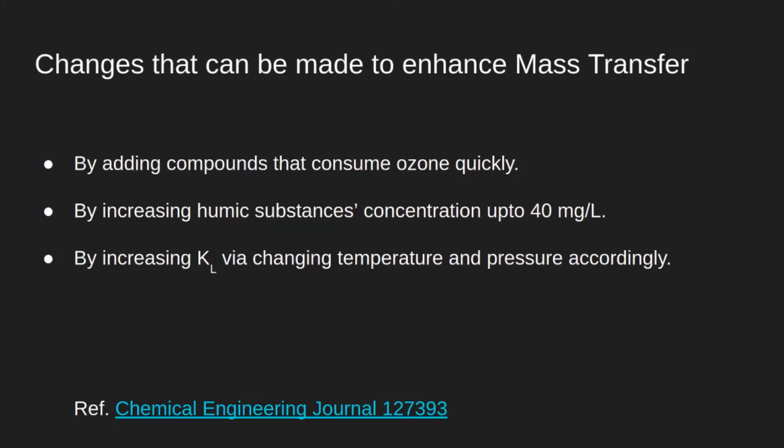As per the cited journal, the rate of mass transfer increases by a factor of 6 to 7 times when the concentration of humic substances is changed to 40 mg per liter. This fact can also be considered for increasing the mass transfer.